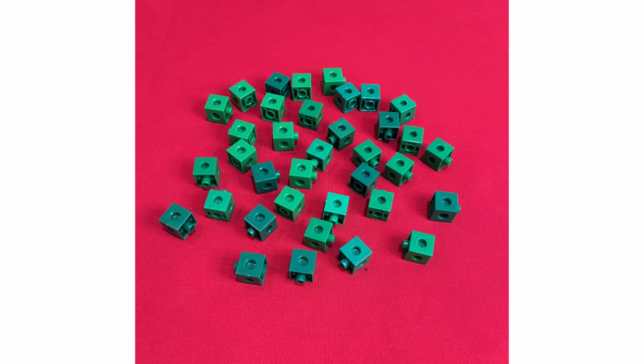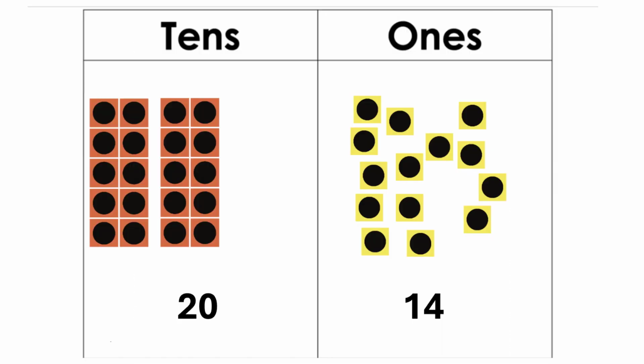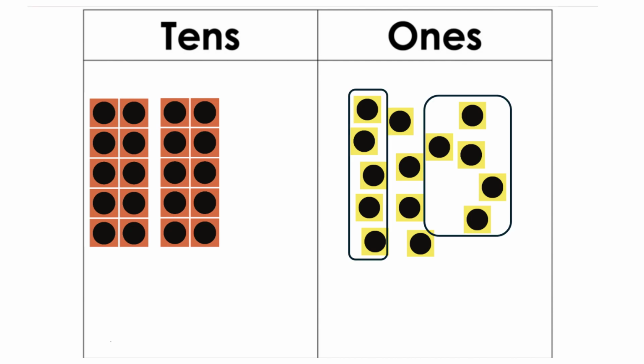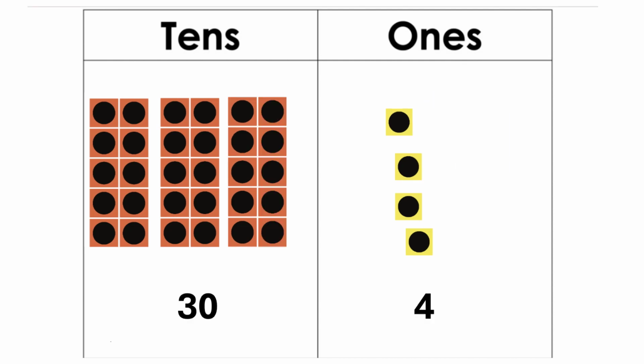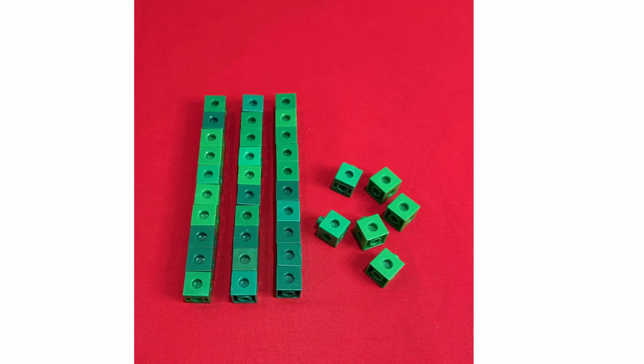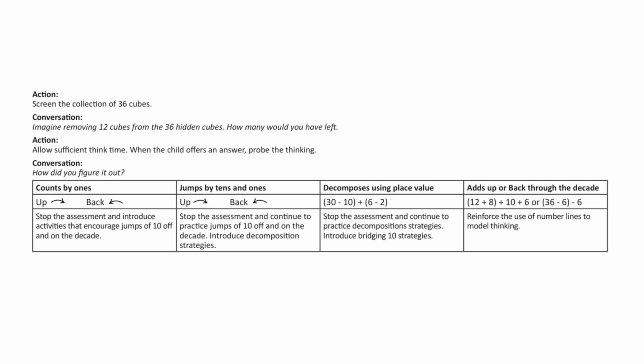Invite the child to count to make groups of 10 to find out the total. If the child does not use the 10 and 1 structure to see the answer is 36, stop the assessment and introduce more place value composition and decomposition activities within 100. If the child confidently manipulates the 10 and 1 structure, you may want to continue conversation 4 to see how that knowledge supports mental computation.